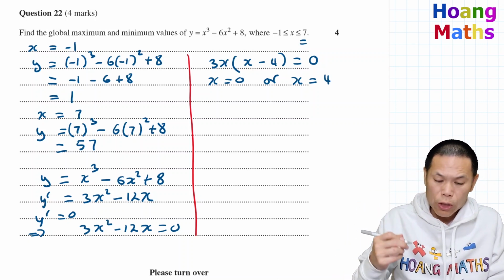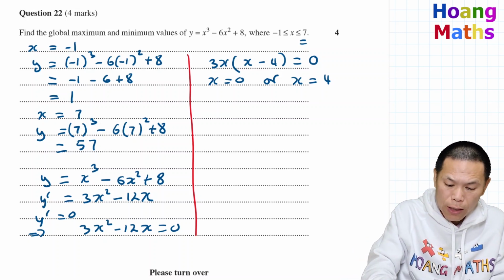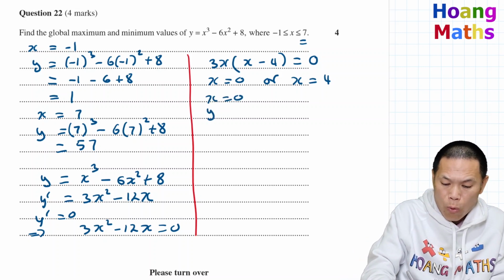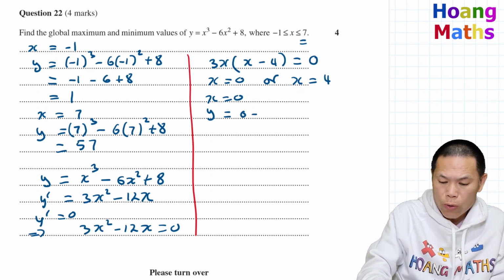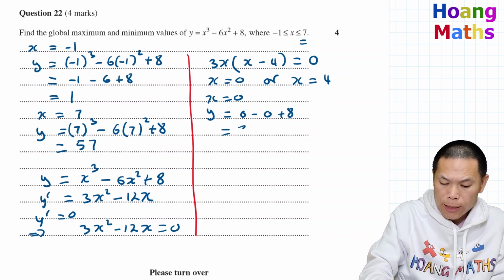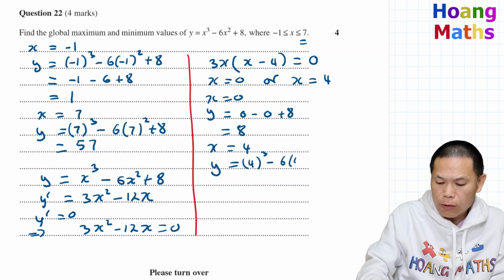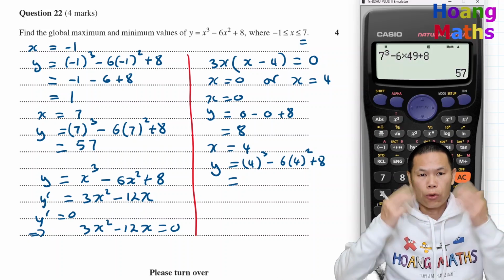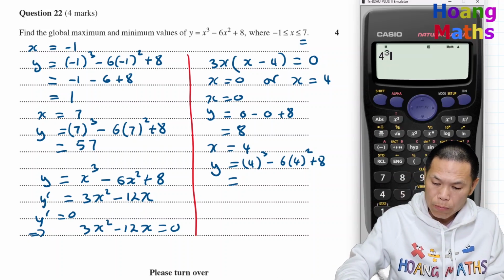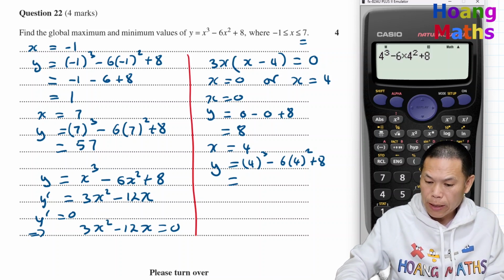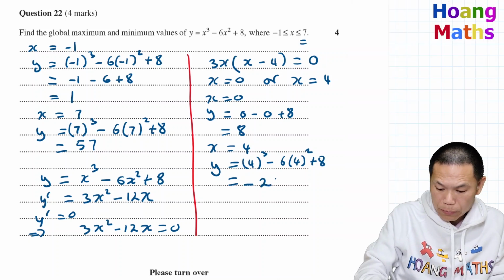Okay, so what we need to do is we just need to find the y value for this. So when x is 0, y is equal to 0 minus 6 lots of 0 squared, which is still 0, plus 8. So that is 8. And then when x is equal to 4, y is equal to 4 to the power 3 minus 6 lots of 4 squared, and then plus 8. So now I just put on a calculator. So we have 4 cubed minus 6 times 4 squared, we add 8. So that means -24. So there you go.